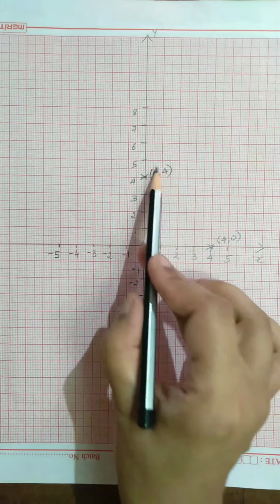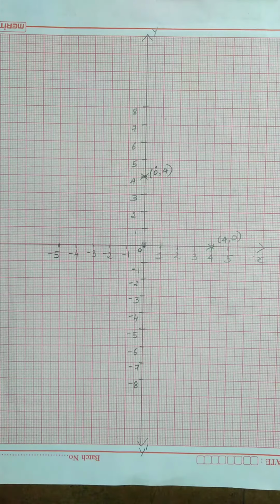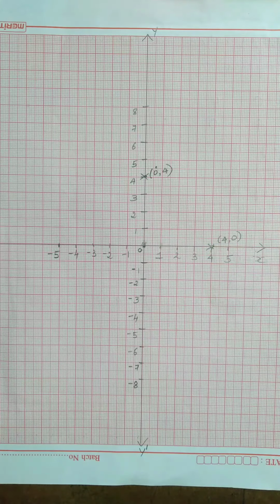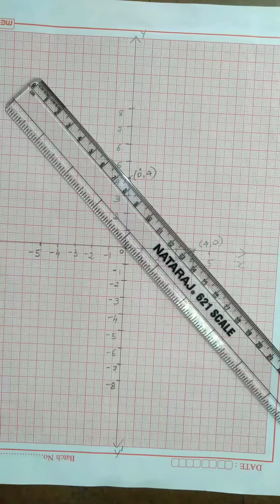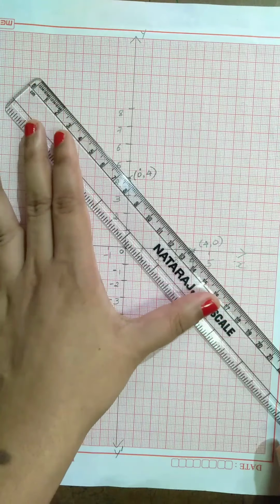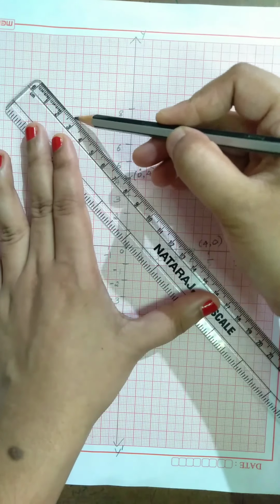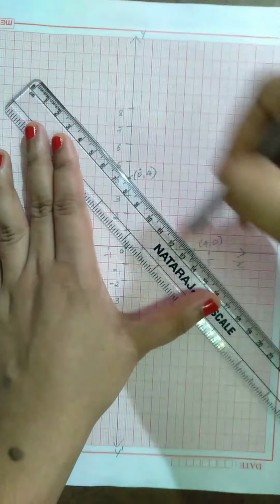So, now we got 2 points. Then, we have to join these 2 points such that we get a straight line. So, use a scale connecting these 2 points and draw a straight line extending to both the sides.